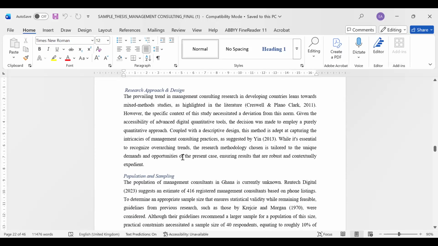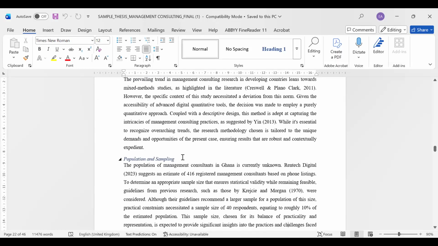Then you need to talk about population and sampling. In this particular study, there was no database to know the population of management consultants in Ghana, but there was a suggestion of 416 registered people. This is the population. The population is the universe of all possible people that can be given questionnaires or interviewed to get data for your work. So you let us know the total population.